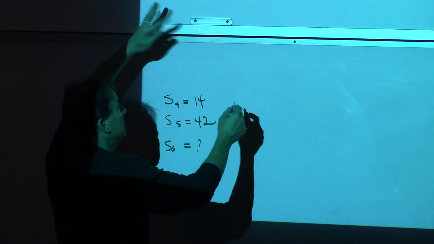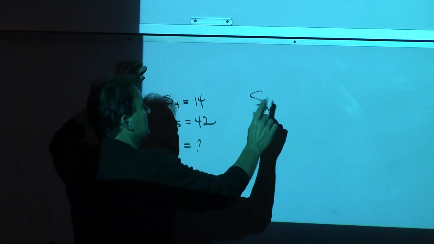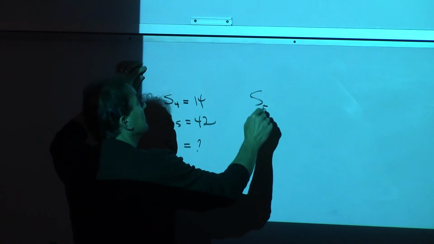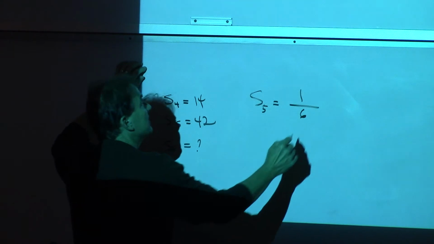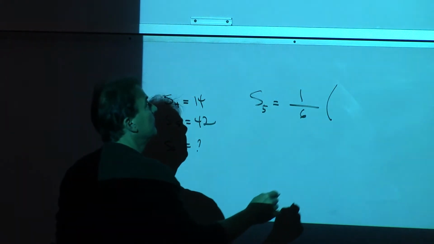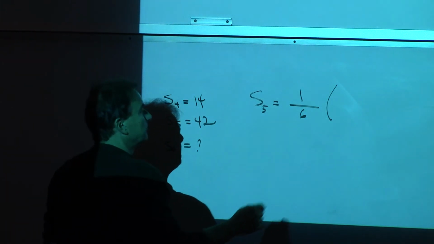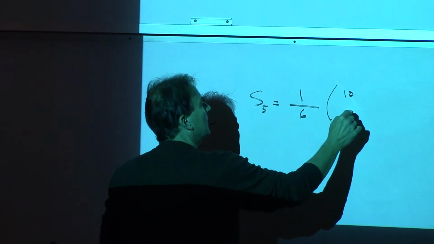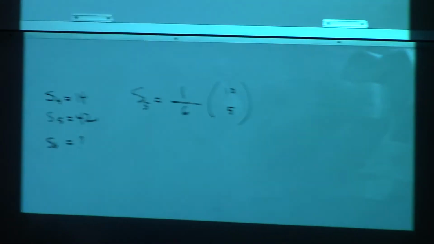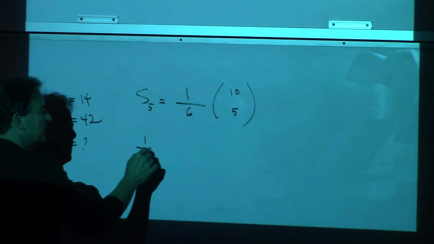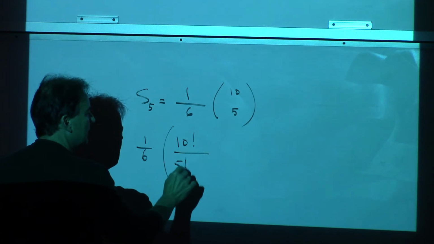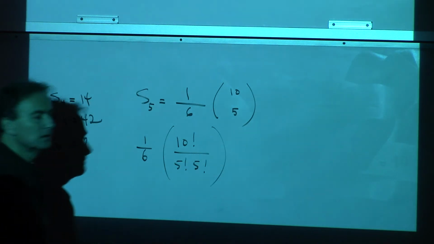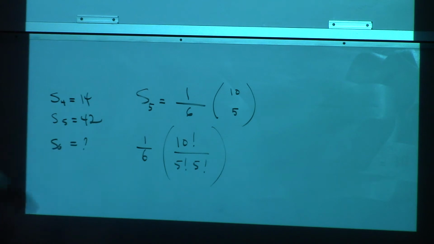So C of n, which is going to be the same as our S of n, or S of 5 in this case, will equal 1 over 6 times the binomial of 10 over 5. So we're going to have 1/6 times 10 factorial divided by 5 factorial times 5 factorial again, because it's 5 factorial from the bottom, and 10 minus 5 is 5 factorial again.